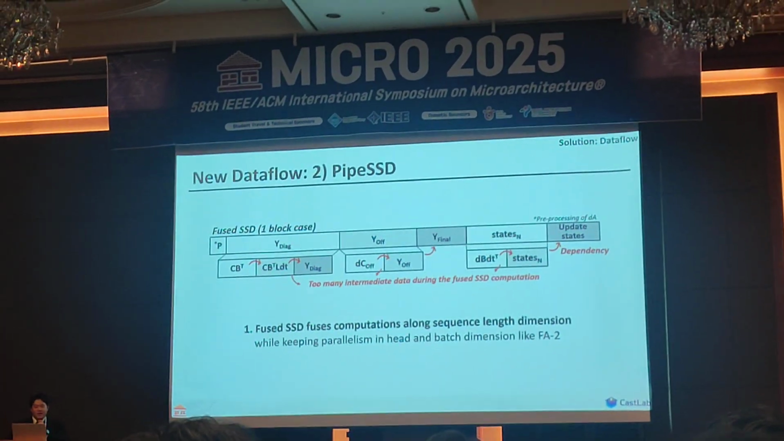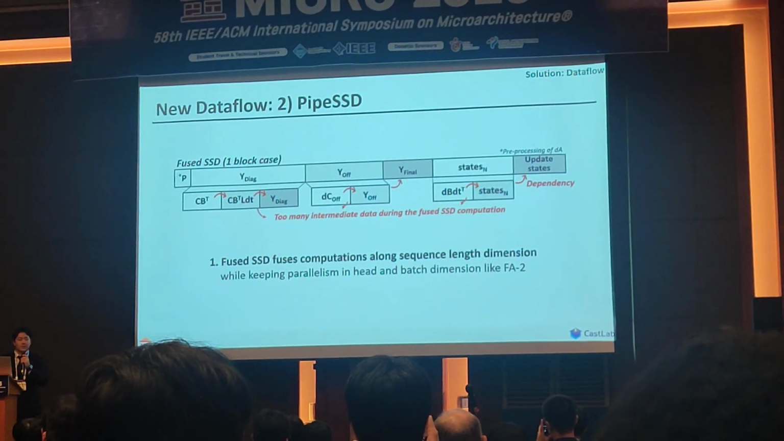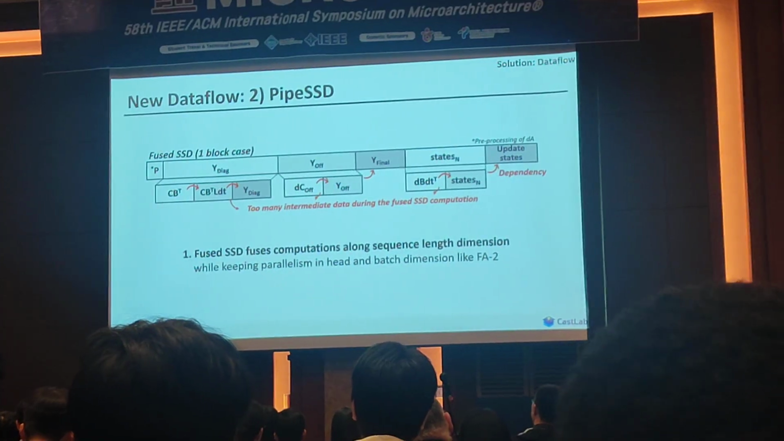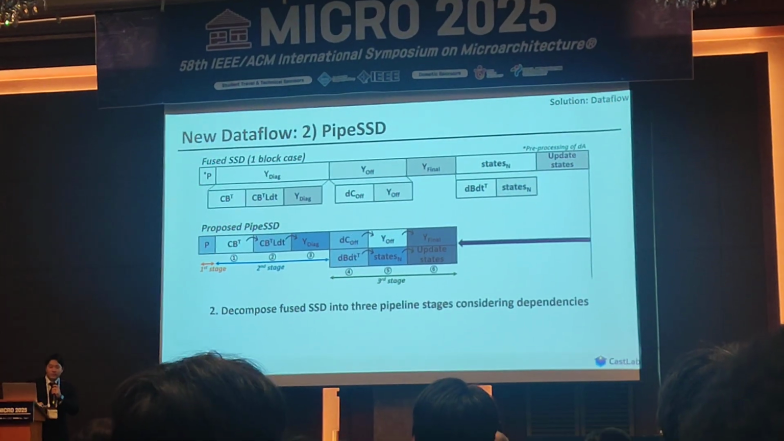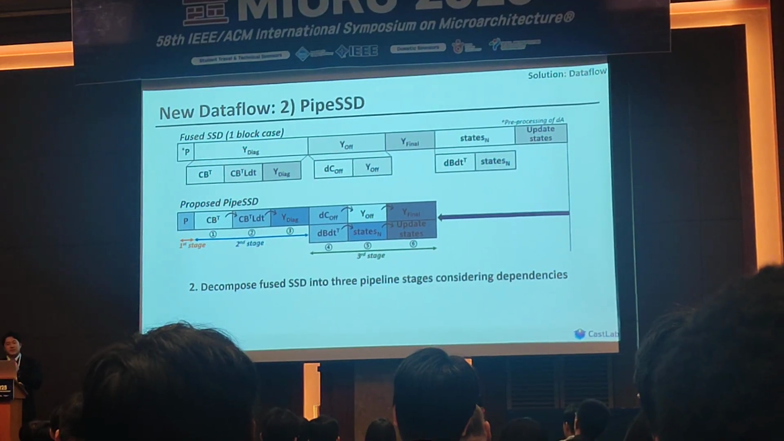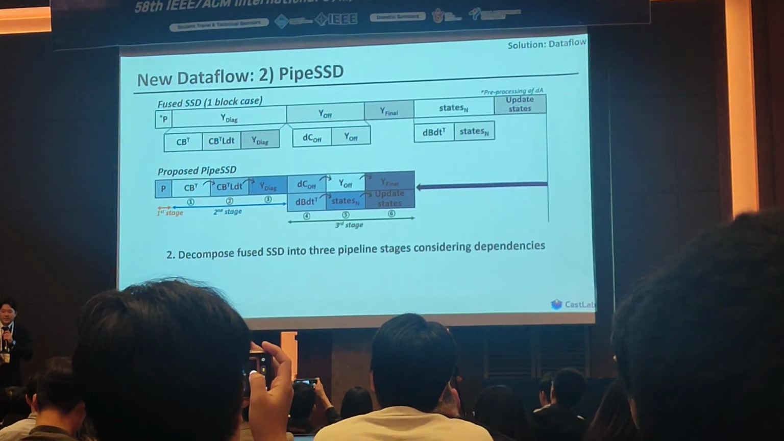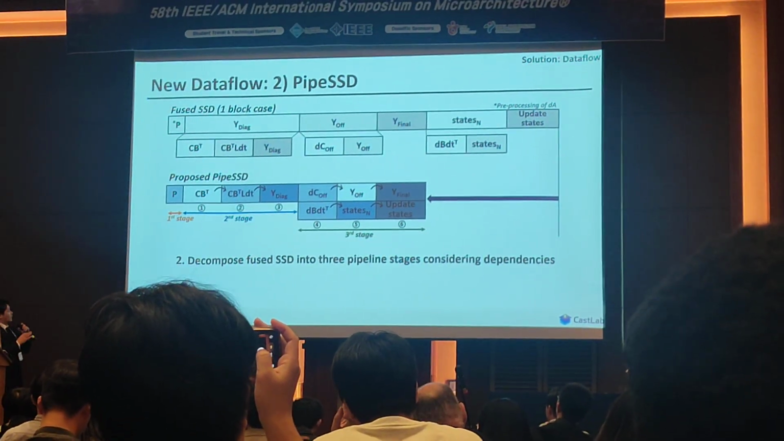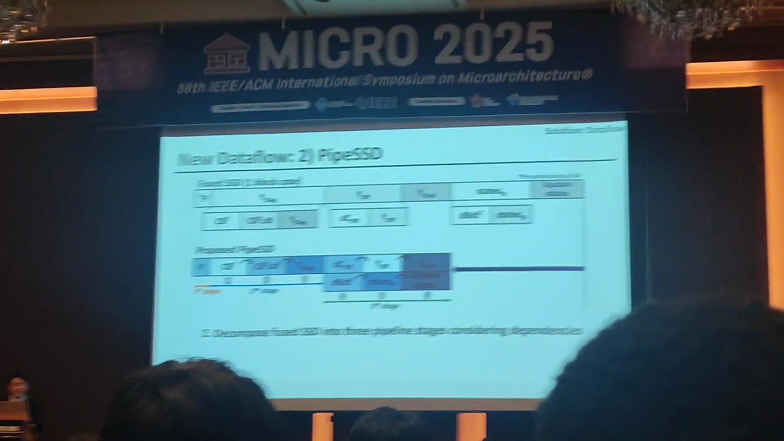Next, PySSD. First, we propose fused SSD, which fuses sequence length dimension computation while maintaining head and X dimensions, similar to Flash Attention. Second, we decompose this fused SSD into three pipeline stages, considering dependencies. The first stage is pre-processing of dA, the second stage is Y diagonal computation, and the third stage is construction of Y off-diagonal and state computation.